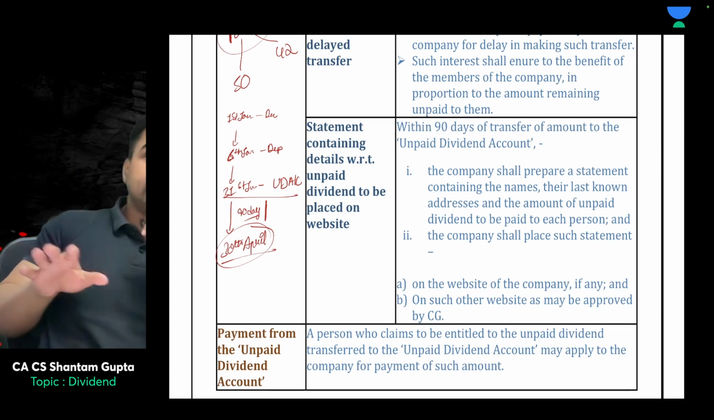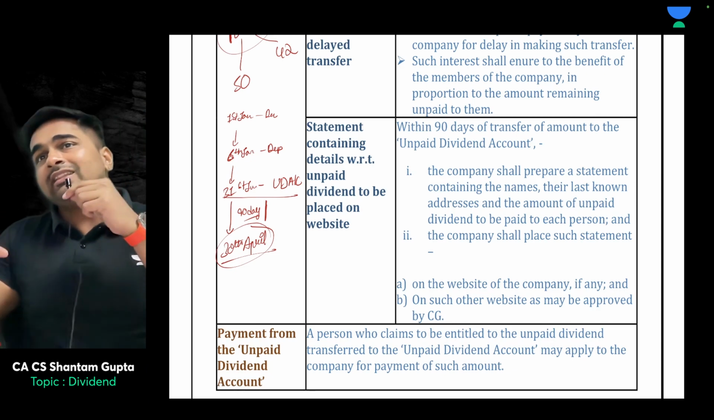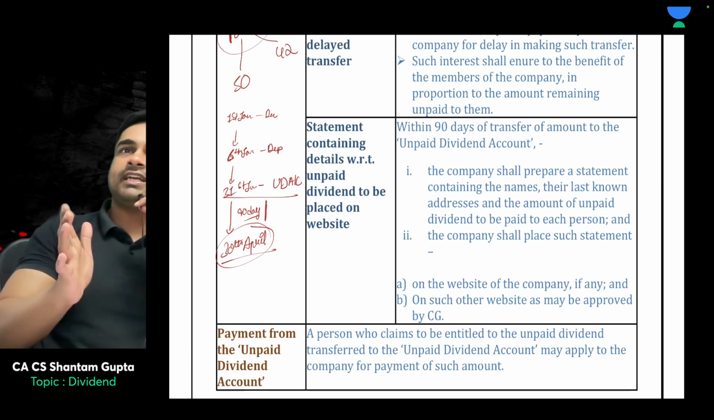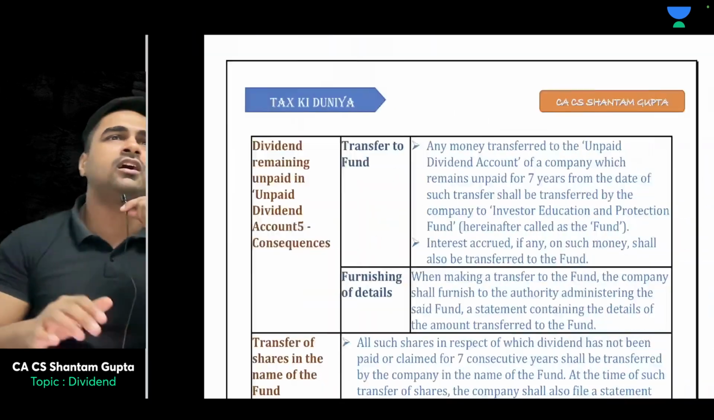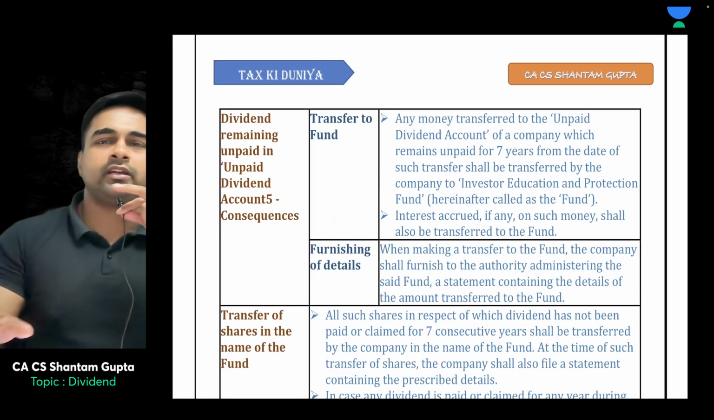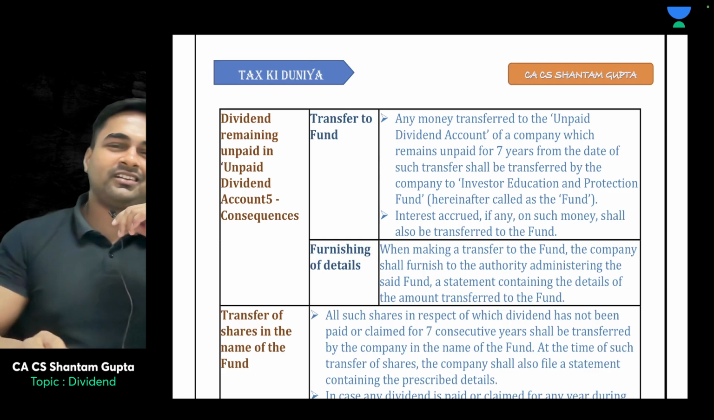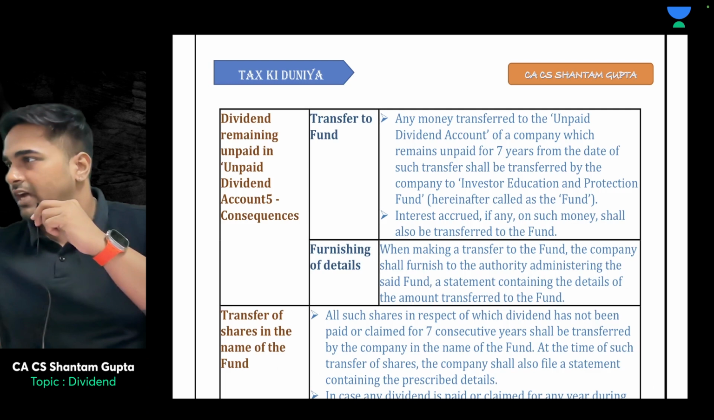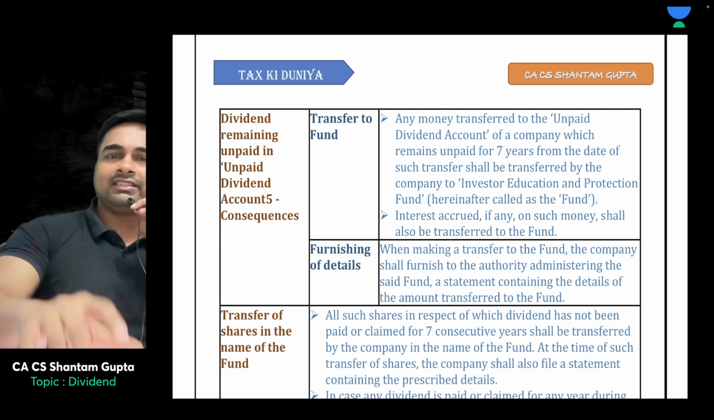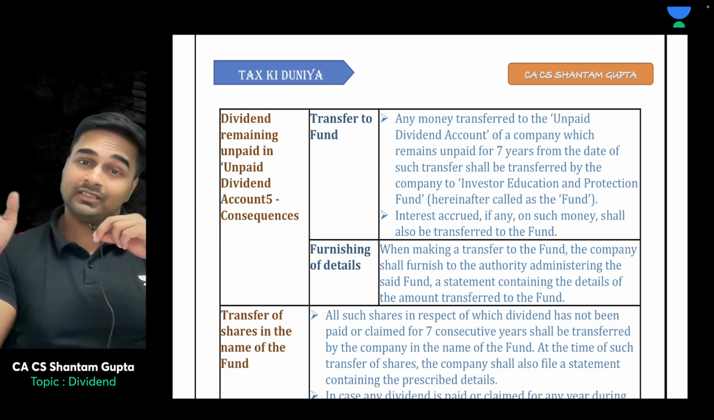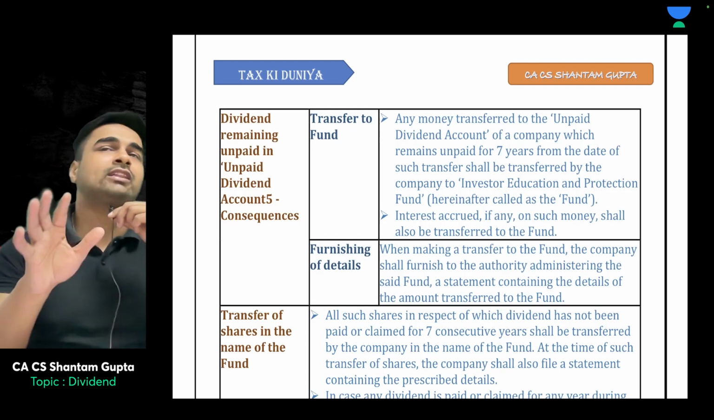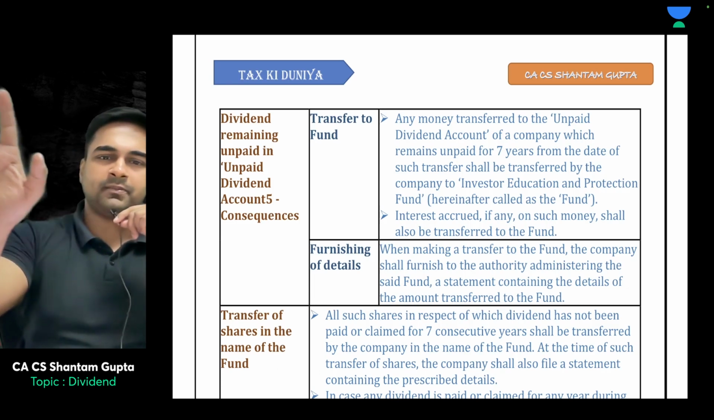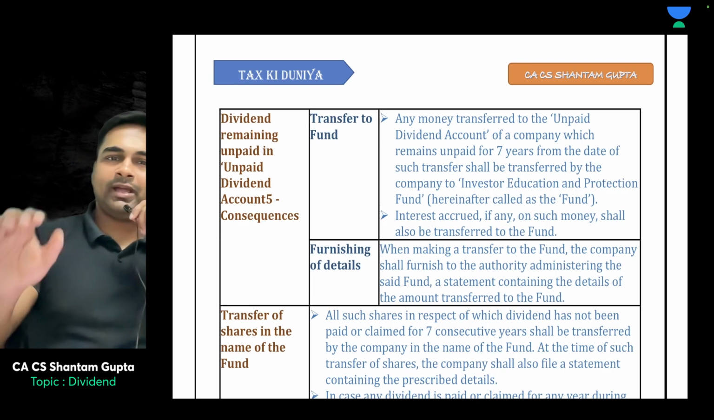7 days after 30 days, I'll make you do the drawing. It will stay in the unpaid dividend account for a period of 90 days, where you will give information on the website that if the person is here, please come, take your money. Now this will be in that unpaid dividend account for the next how many years? 7 years. And then after that, you will transfer it to IEPF. I'll make you draw the entire thing, so don't worry.